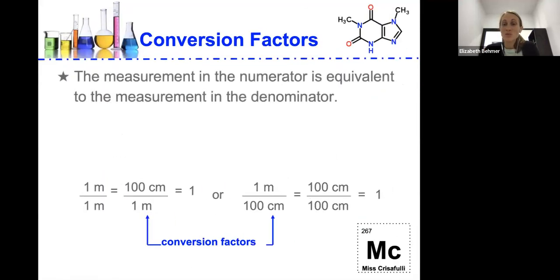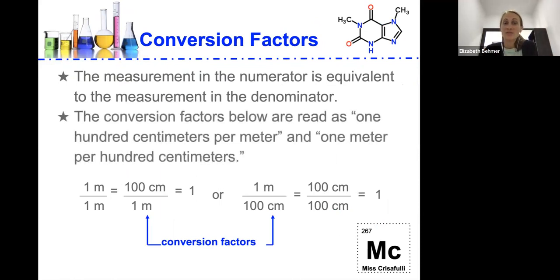The measurement in the numerator is always equivalent to the measurement in the denominator. So for example, if you have 100 centimeters, that is equal to 1 meter. And if you have 1 meter, that is equal to 100 centimeters. Having our conversion factor is important for solving future conversion problems. The conversion factors below are read as 100 centimeters per meter and 1 meter per 100 centimeters.